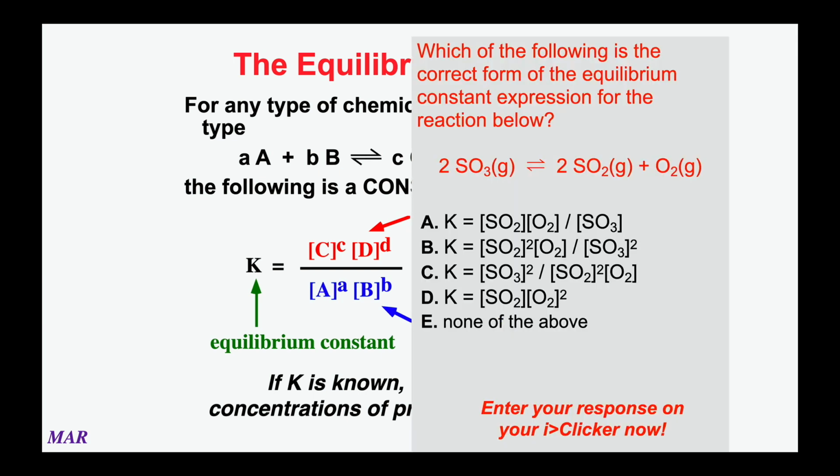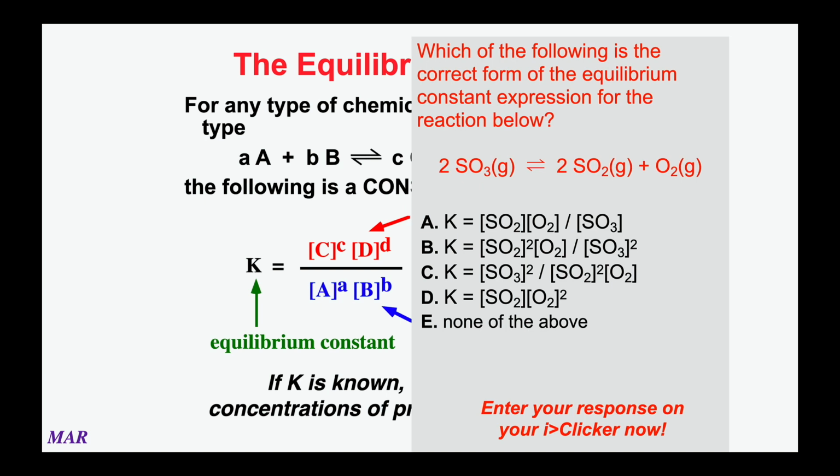So knowing that, here's the first question. Which of the following is the correct form of the equilibrium constant for that given reaction? And it's 2 SO3s going to 2 SO2s plus O2. Okay, so equilibrium constants K are products divided by reactants.